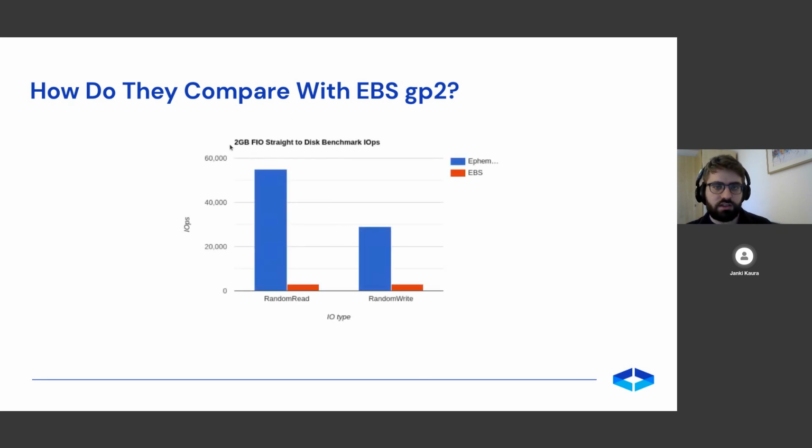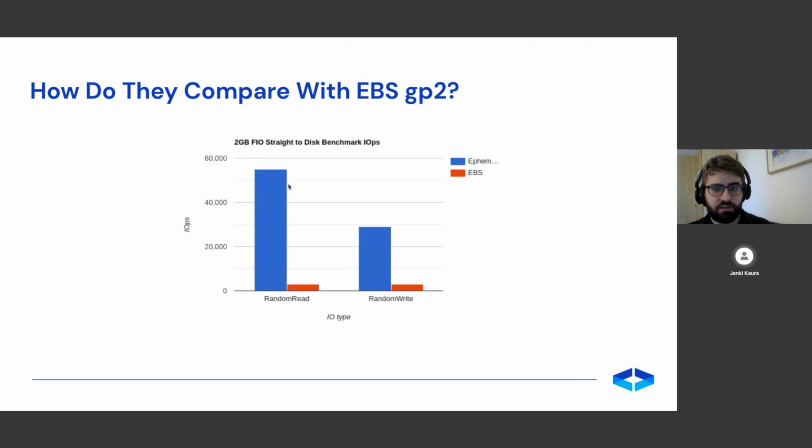In that test, you can see I'm using a 2 gigabyte FIO test, which is straight to disk. So this is not using Ondat in this case. This is just a straight to disk FIO test that I run on two machines that both have 150 gigabytes of block storage.